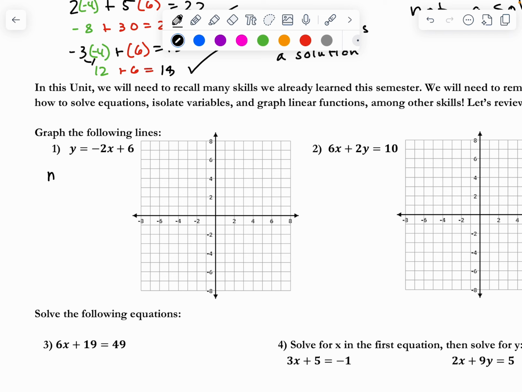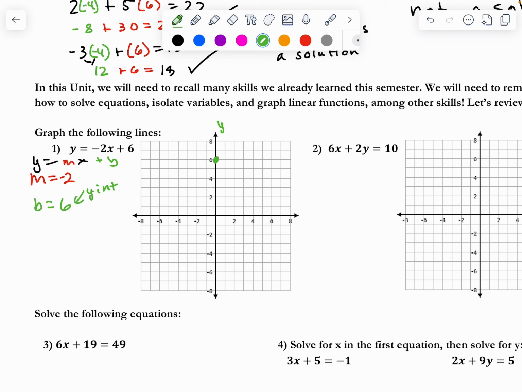So if you guys remember, my m here is going to be negative 2, right? This is in y equals mx plus b. So my m is negative 2, my b is positive 6. So b is my starting point, it's always my y-intercept, right? This is my y-int. So I'm at plus 6 here.